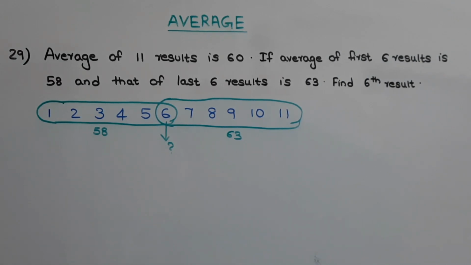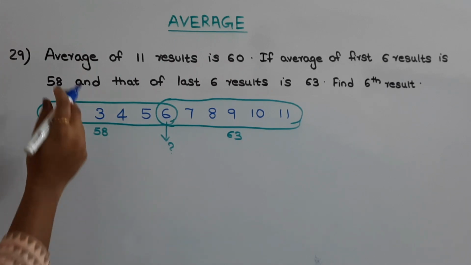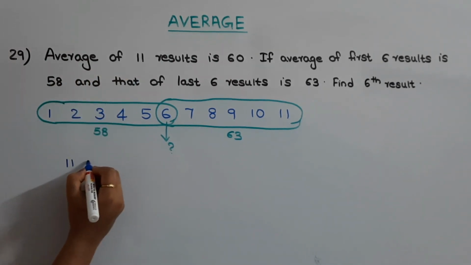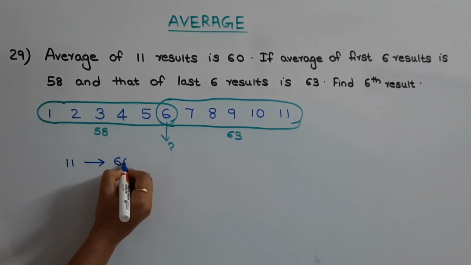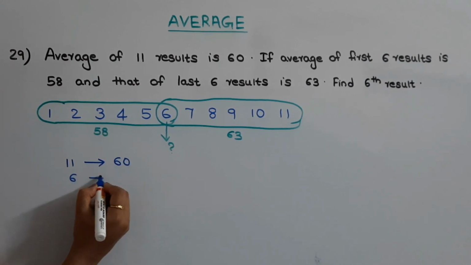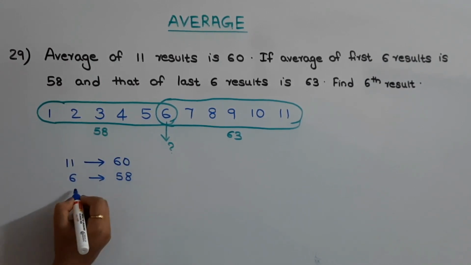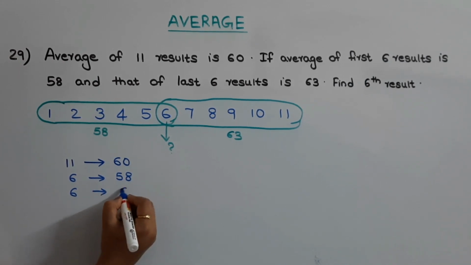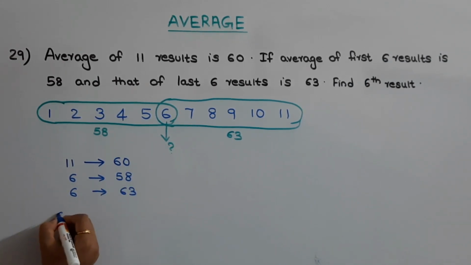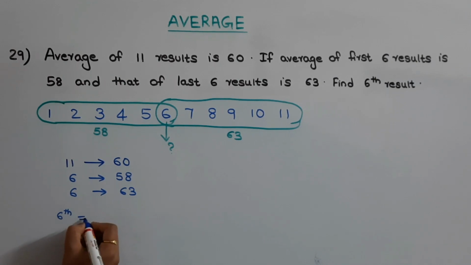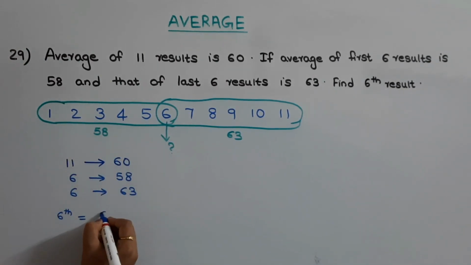So there is a shortcut method to find out this answer. Just by one step you can find out the value of this 6th result. The average of the total 11 results is given as 60. The average of the first 6 results is 58. The average of the last 6 results is 63. So 6th result is equal to, first you need to write down the average of the total results, 60.